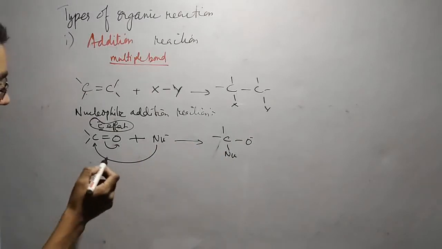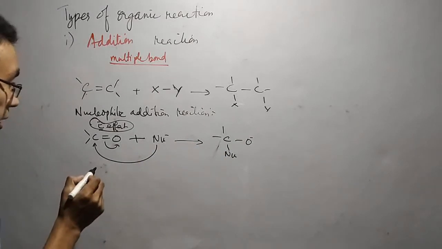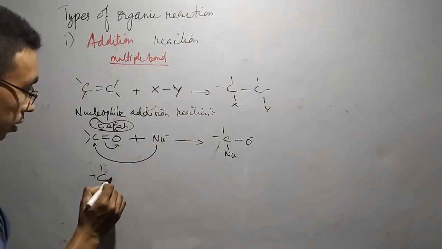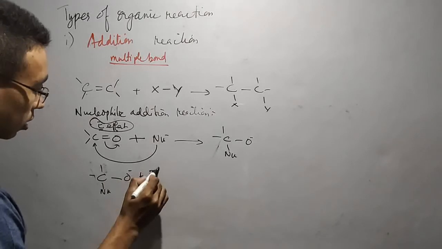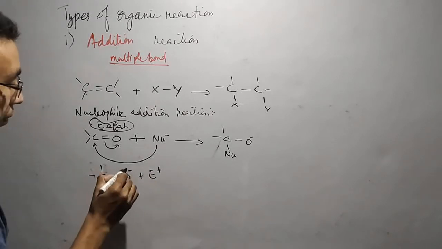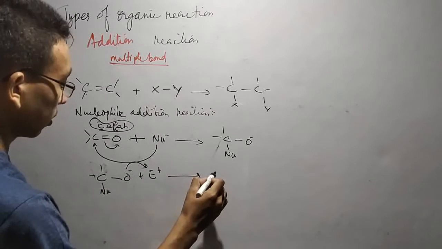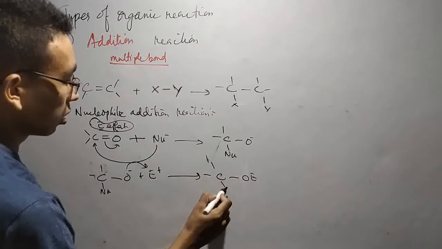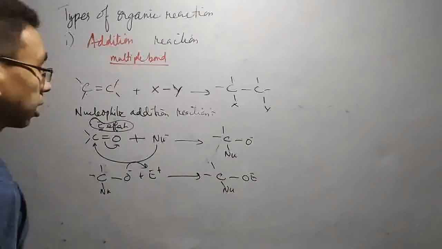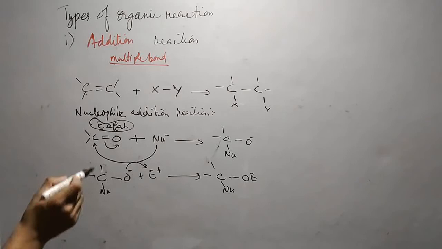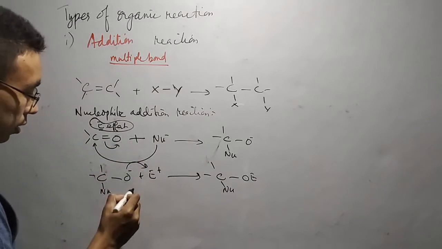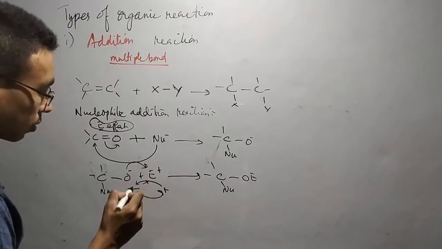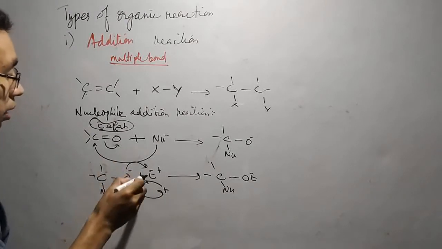Then this O minus will attack another species, an electrophile. So it will be nucleophile, O minus, plus this time it will attack with the electrophile, so it will give this one. Now one thing, see, when we attack, the arrow is from minus to plus, it is not from plus to minus. The arrow sign should be from minus to plus.